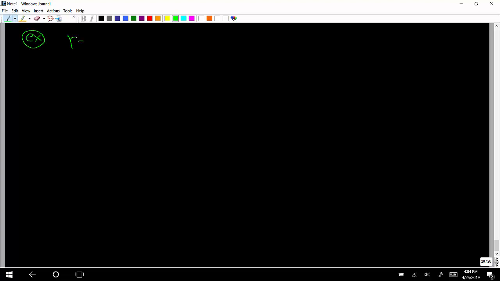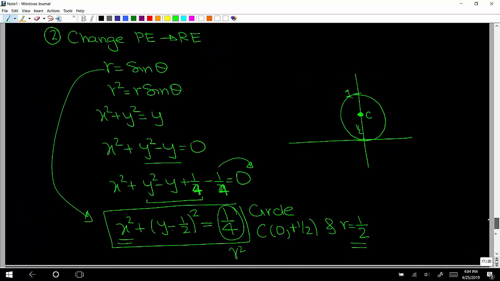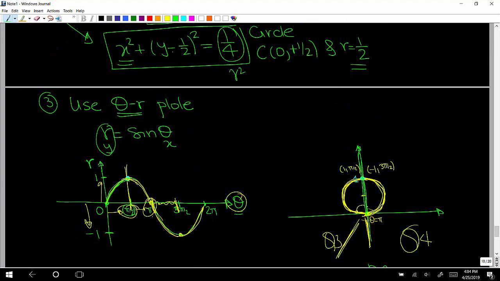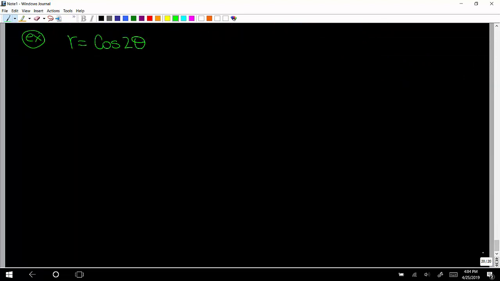But so let's say you want to plot r is equal to cosine of 2 theta. Earlier we found out that this is symmetric with respect to the y-axis. But this time I'm only going to use the r theta plot to do it. So let's plot this in r and theta. This is theta, this is r. So you just treat this as your y and this is your x and graph it on your calculator.